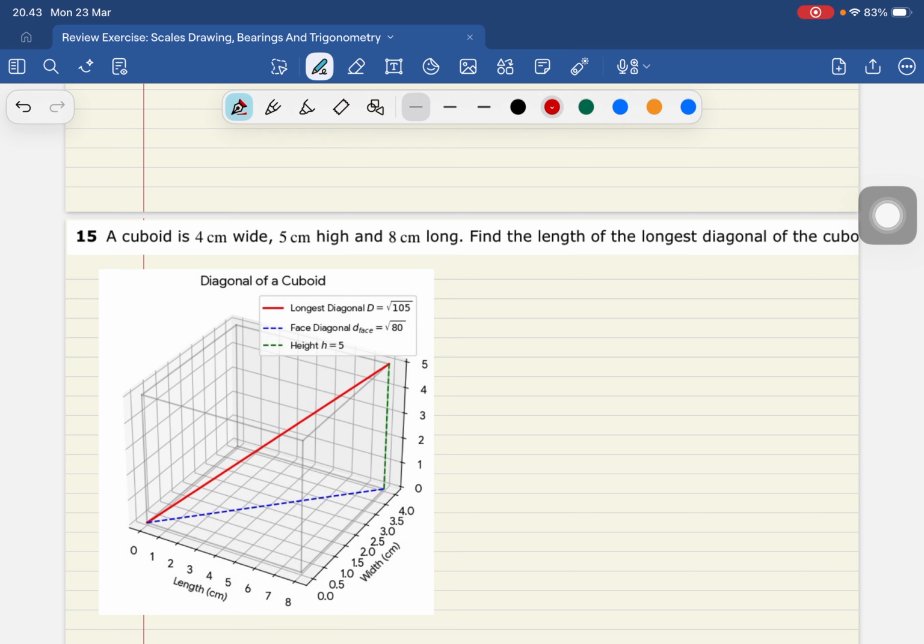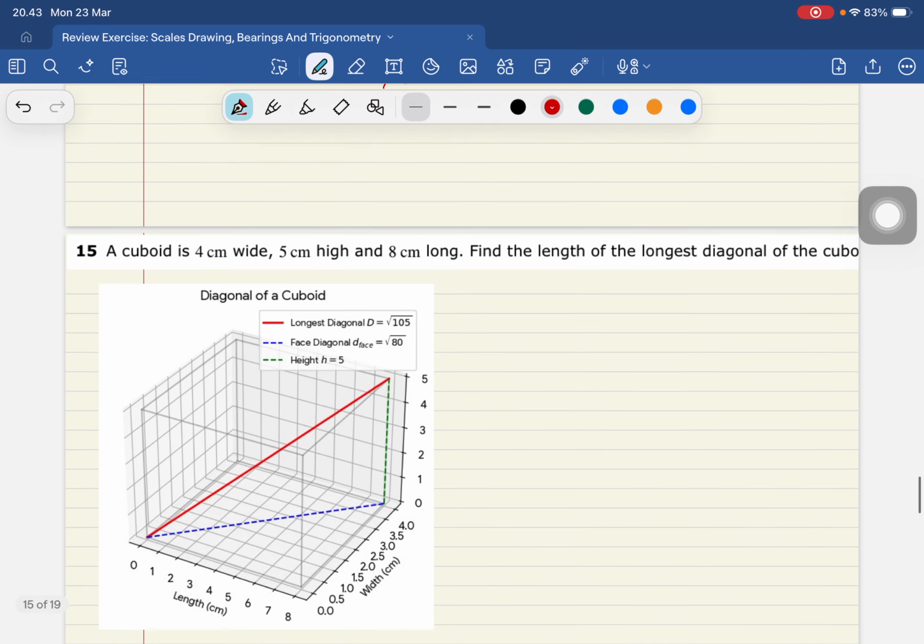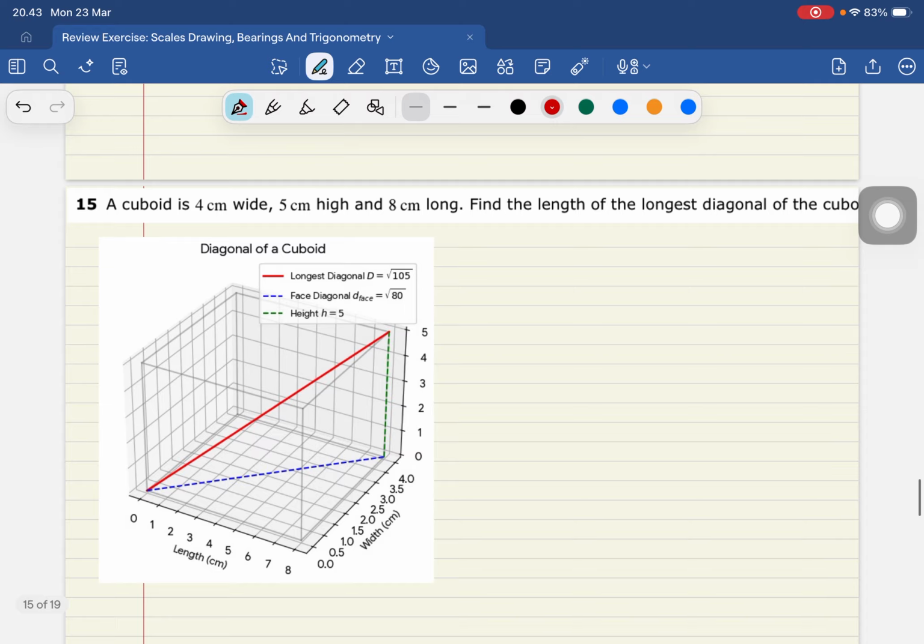So 4 is the width. Look at it. This is 4, the width, the length of 8 centimeter and the height of 5 centimeter. We need to find the longest diagonal, which is here, the red line. So step by step, we need to find the diagonal of the face down here.